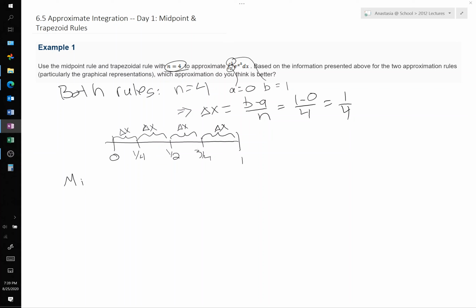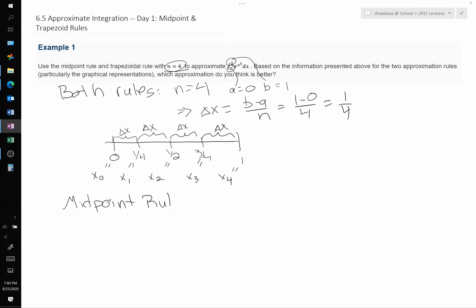Now, for the midpoint rule, let me label a few things real quick. 0, we're going to label as x sub 0. 1/4, we're going to label as x sub 1. 1/2, we're going to label as x sub 2. 3/4, we're going to label as x sub 3. And 1 we're going to label as x sub 4. Okay, so you should always end up with n as your subscript here. Start off with x sub 0, end with x sub n, and then label the ones in the middle accordingly.